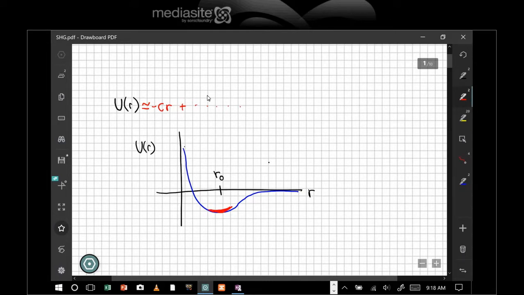So if I Taylor expand this, really I'm Taylor expanding this function about R naught, so this should really be R minus R naught, but I think you get the point. Then I have a linear restoring force, and I've already solved the problem. I know that, oh, it's simple harmonic motion. Okay, and then I can go about my business.